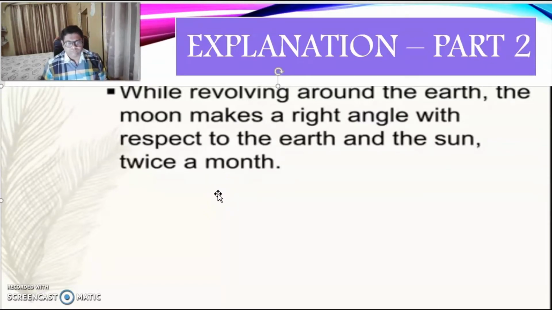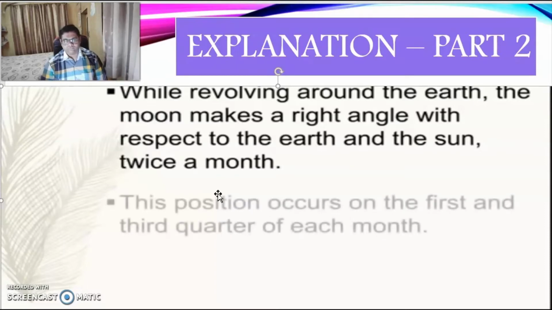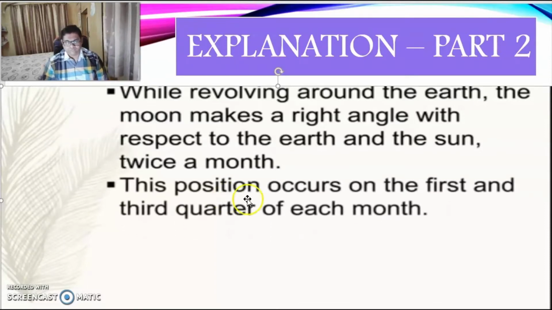On the new moon day and the full moon day, they are in a straight line. Yes. While in the first and the third quarter, the sun and the moon make a right angle to each other with respect to the earth, twice a month. That is the first quarter and the third quarter. This position occurs on the first and the third quarter of each month.